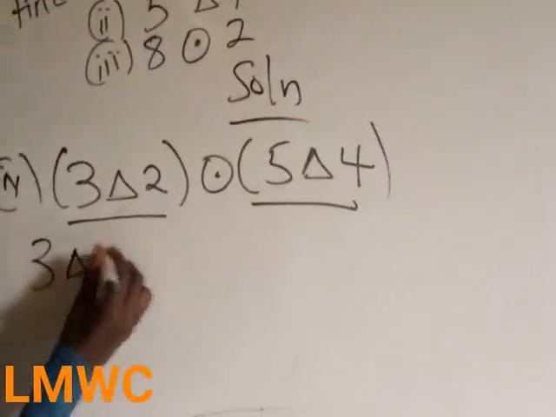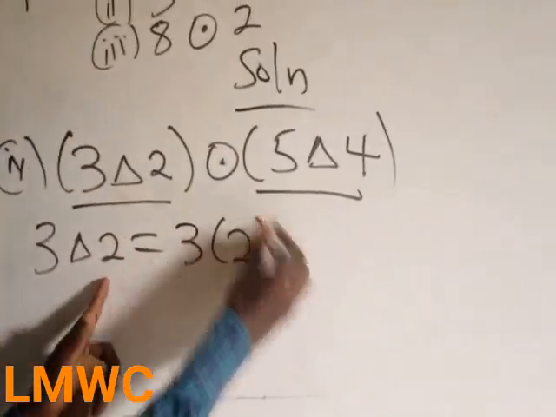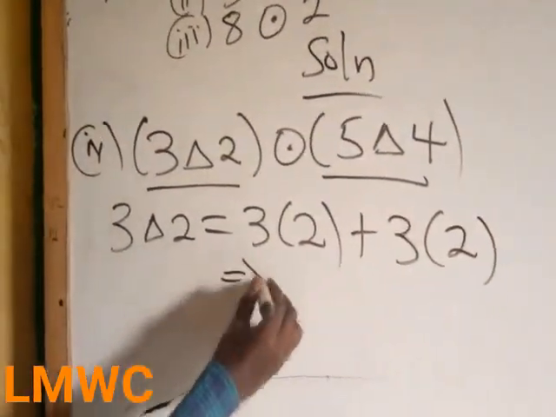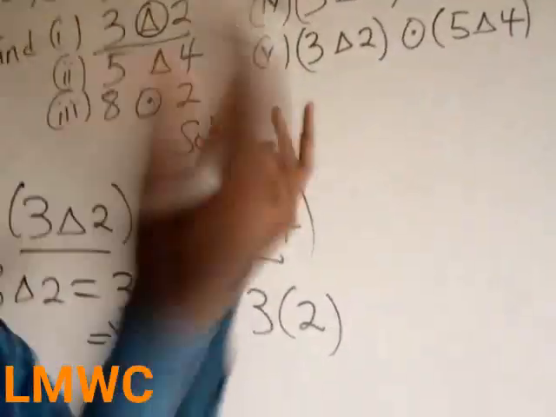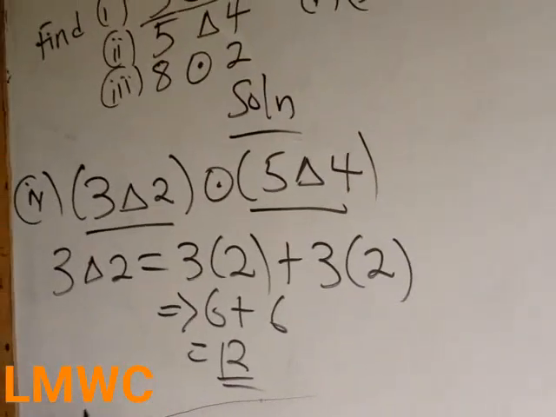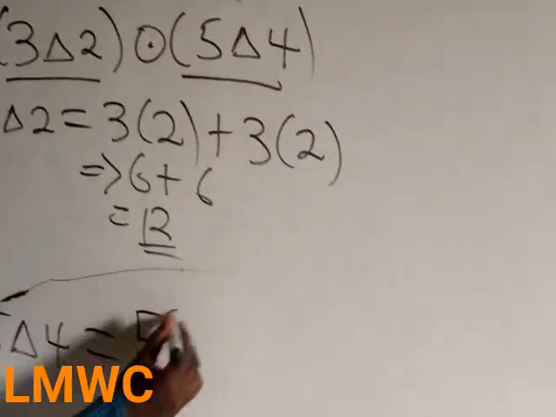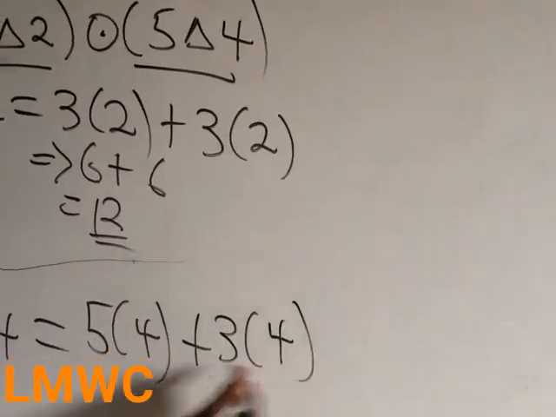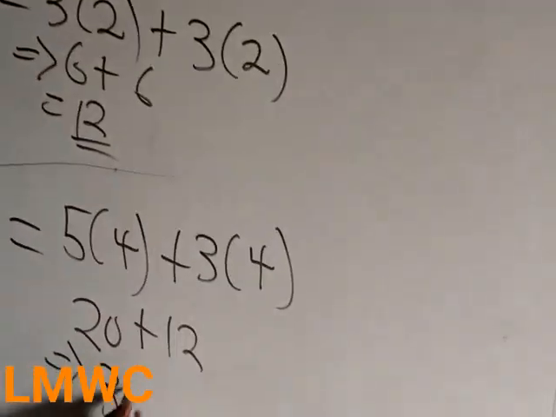So 3 star 2, it becomes 3 times 2. You will take the first formula plus 3 times n. What is the value for n? 2. 6 plus 6 is what? 12. So you first work out for the brackets. After that, you combine the answers. What is the value for 5 star 4? That one too becomes 5 times 4. Still the first formula plus 3 times n. The value for n is 4. 20 plus 12, we are having 32.